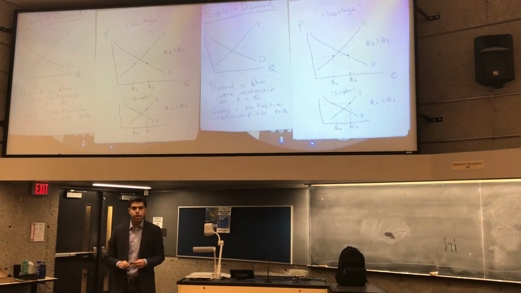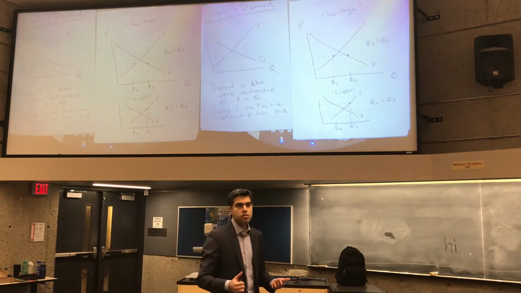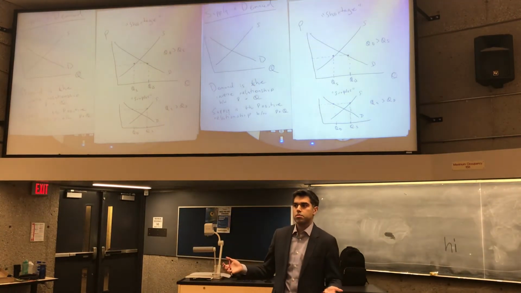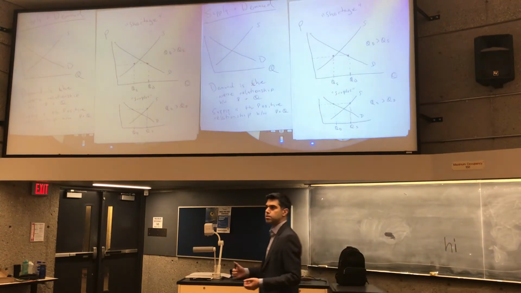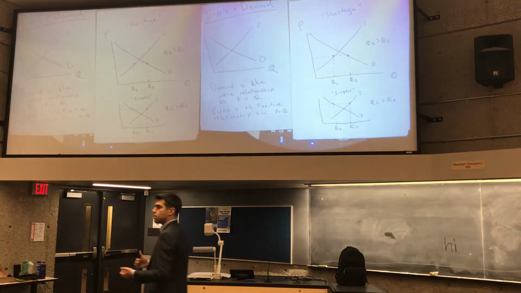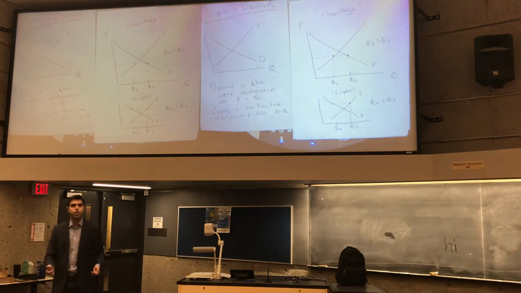If we're stuck at a surplus, what's going to happen? What are producers going to do if there's a surplus? They'll lower the prices. They've got all this extra stuff that they can't sell. They'll lower the prices.